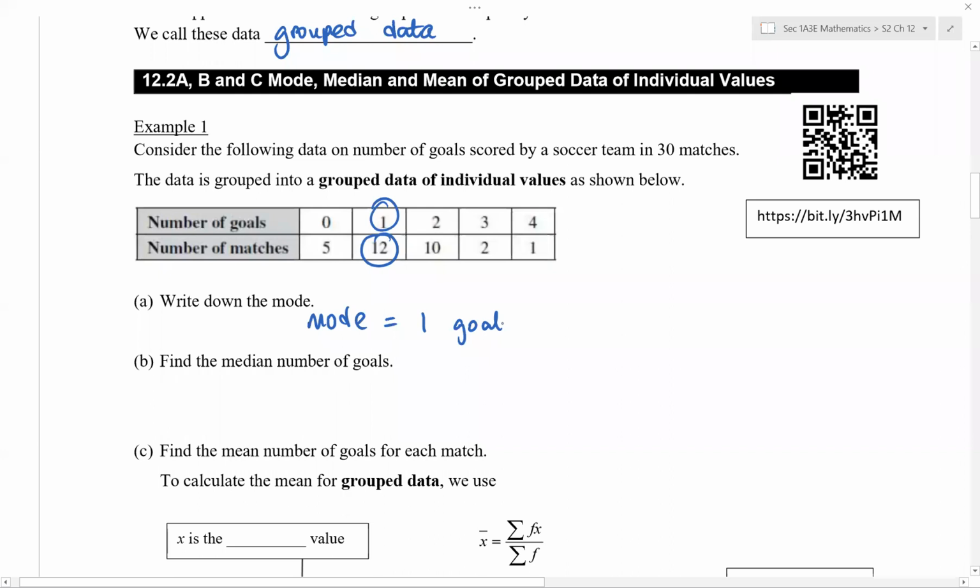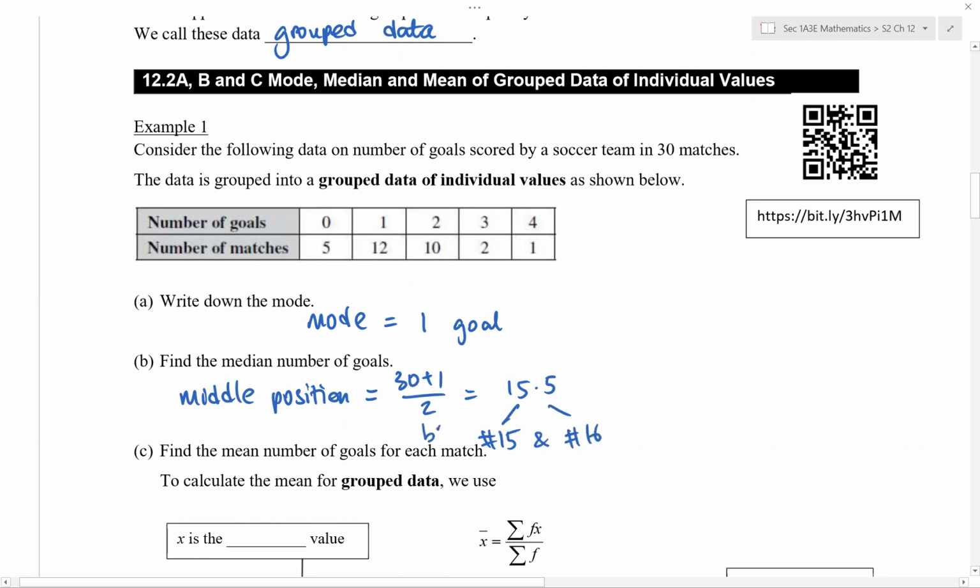Now, to find the median number of goals, again, no change. To find the middle position, there are 30 data points. So 30 plus 1 divided by 2, we get 15.5. Again, this tells us that it is between number 15 and number 16. Because we have our frequency table described like this, we can easily find the value for number 15, the value for number 16, and we take the average.